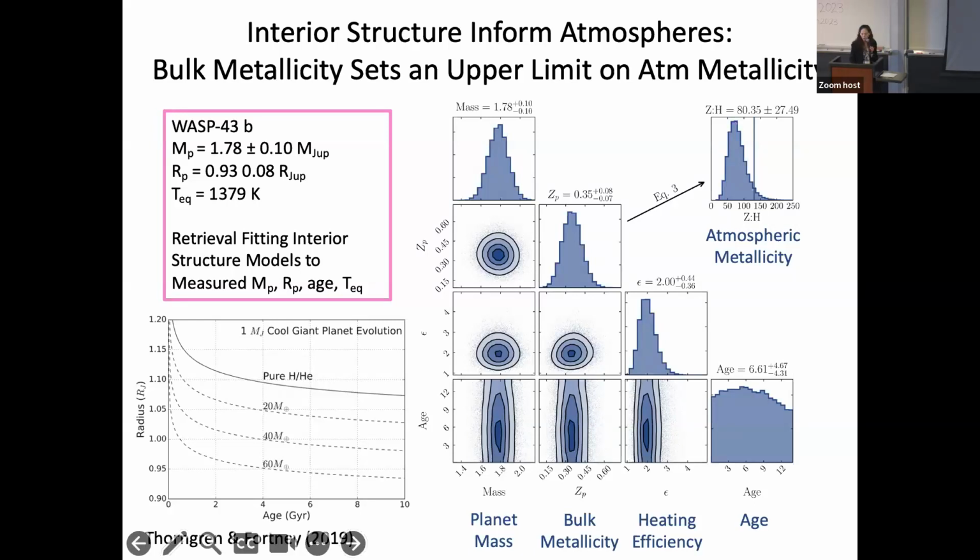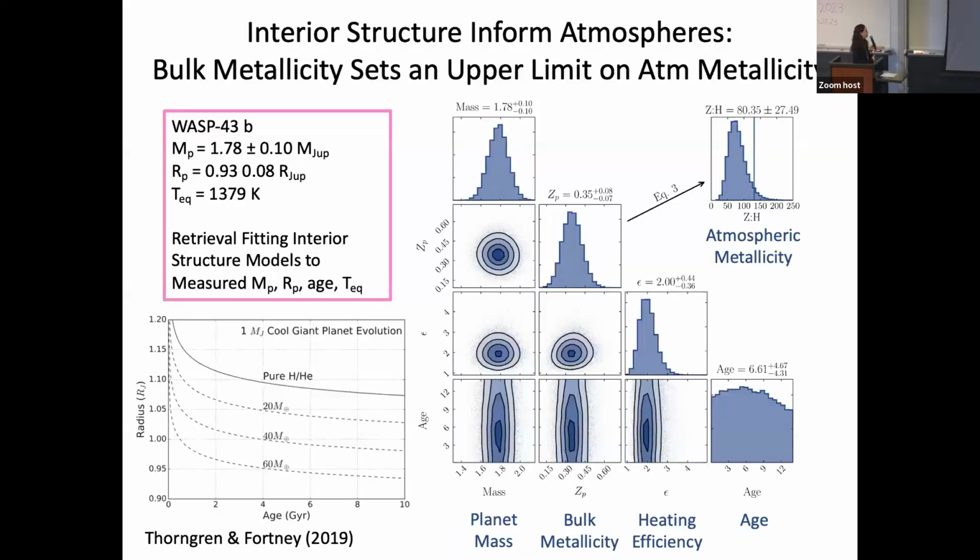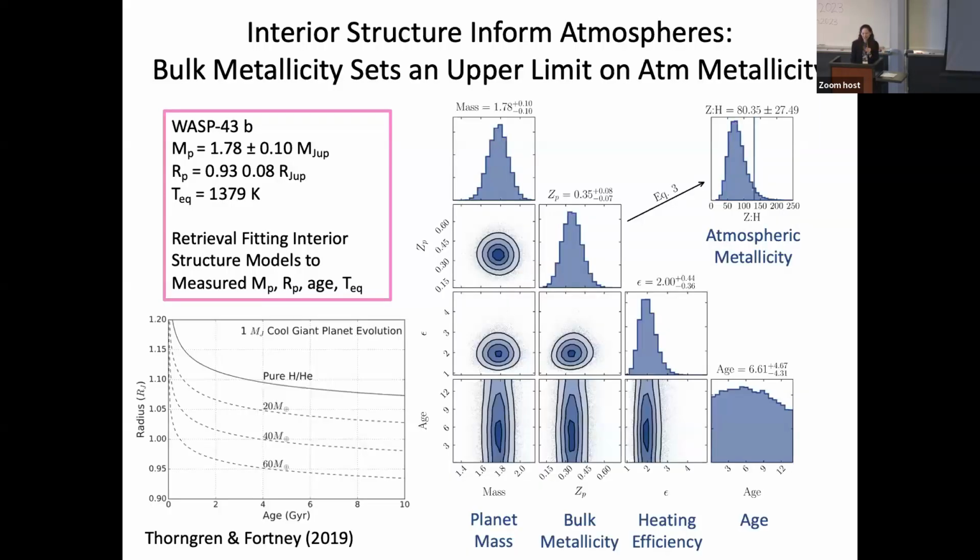The first column shows planet mass. The next column shows Z sub P, the total bulk metallicity of the planet. In this case, they have taken a homogeneous model extreme where the entire planet has the same metallicity. There's no condensed core. And in that case, they're able to get this kind of limit on the total metallicity of the planet. Then there's the additional heating efficiency, which is tied to inflation and the age.